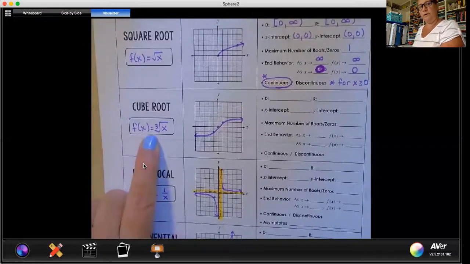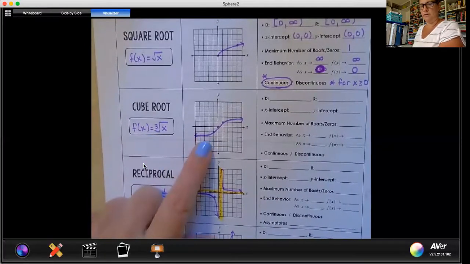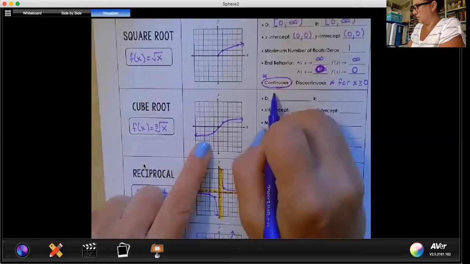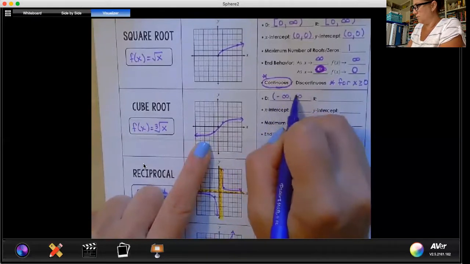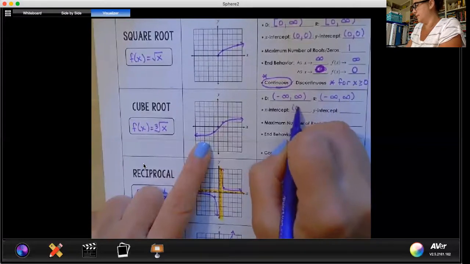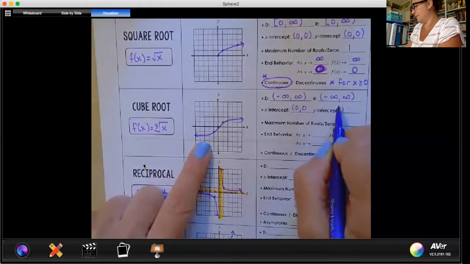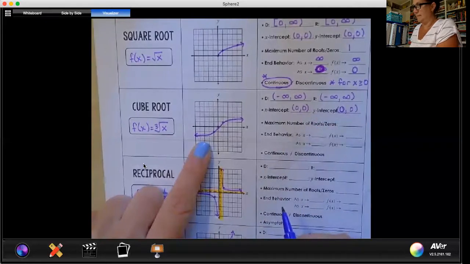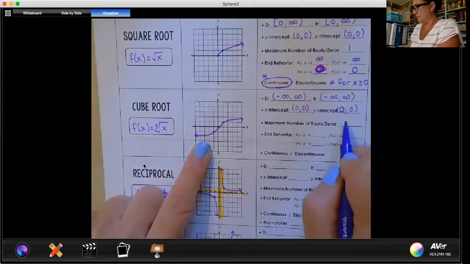Cube root function, f of x equals cubic root of x. Here is your graph. We do not have a restriction on the domain or the range. Your x and y intercept is 0, 0. Maximum number of zeros is going to cross one time.